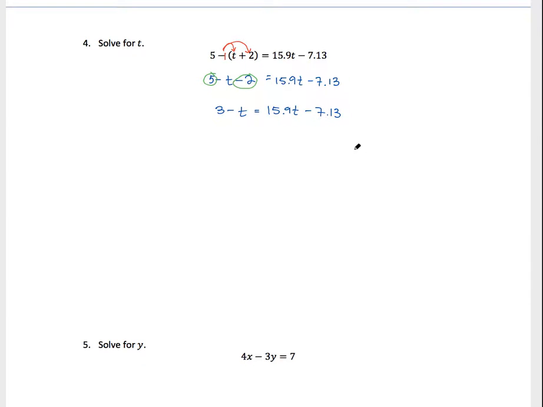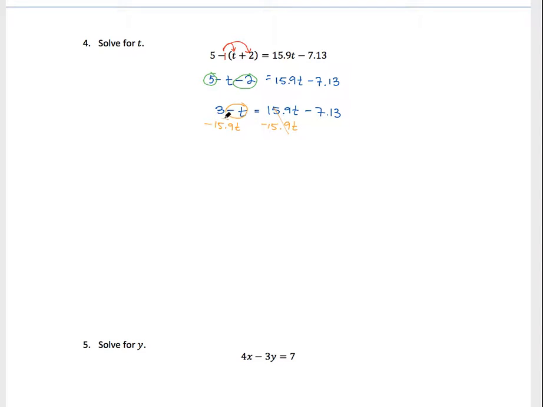Okay, now this is where you get to choose whether or not you want to keep t terms on the right-hand side of the equal sign or if you want to keep the t terms on the left. So I'm going to bring all the t terms over to the left and combine them and keep them on the left-hand side of the equal sign. So to do that, I need to undo this 15.9t on the right-hand side. So its inverse is to subtract it. And then again, whatever I do to one side, I got to make sure I do the same thing to the other side. So that cancels out.